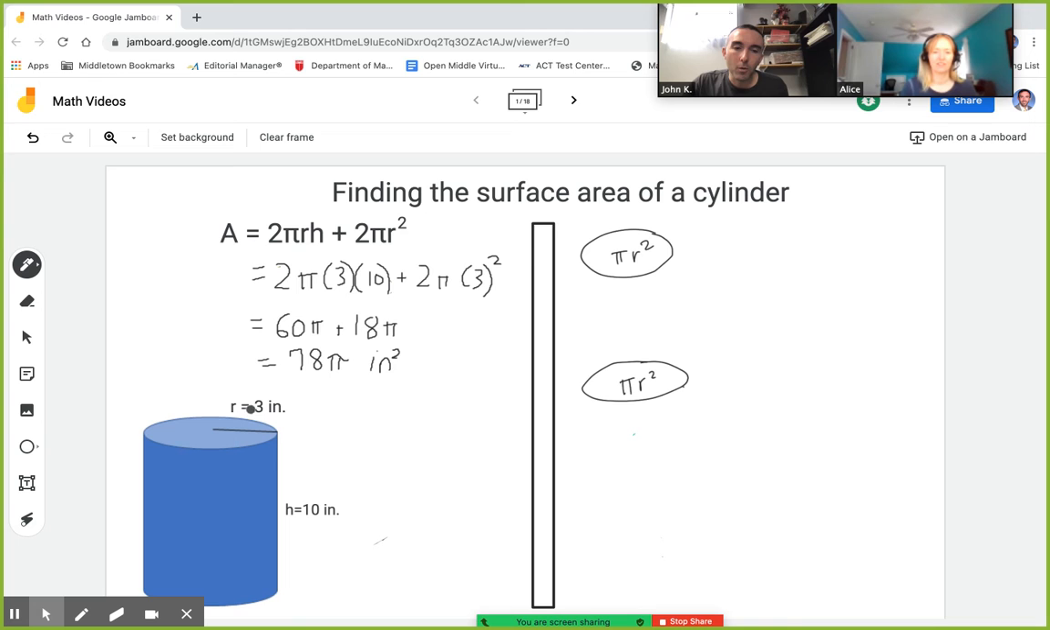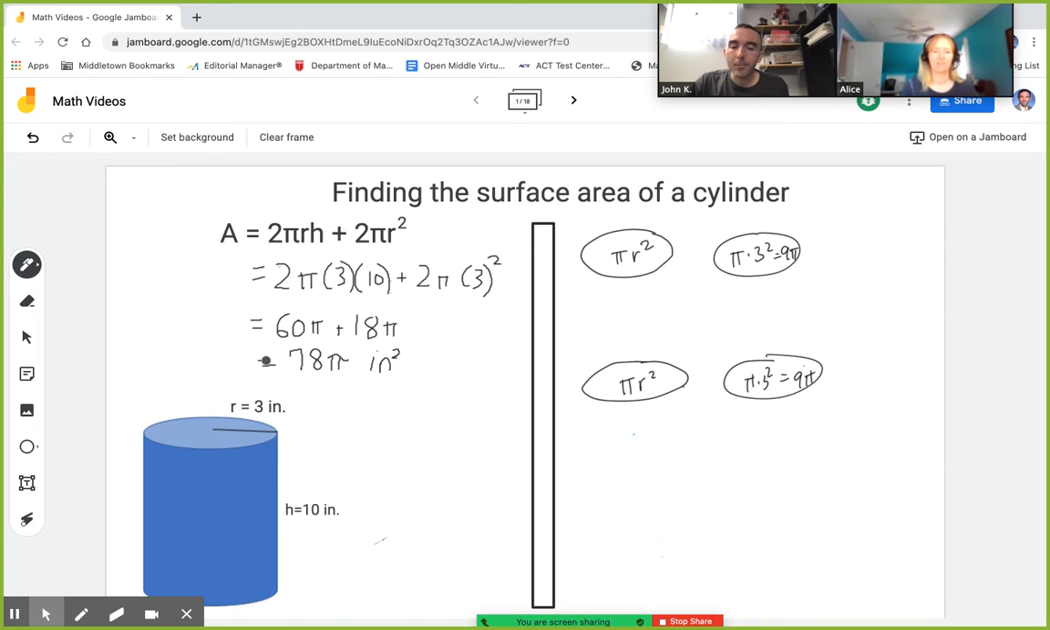If I wanted to, at this point, I can plug in 3 for my r to find just the area of the top, which would be 9 pi. And then same thing on the bottom, because it's supposed to be the exact same dimensions. Pi times 3 squared is 9 pi. So that's for the top and the bottom.